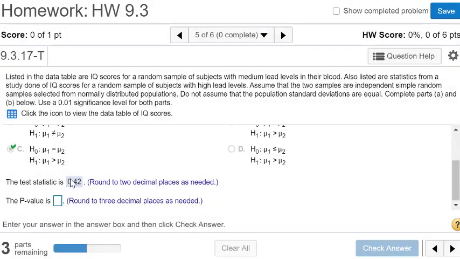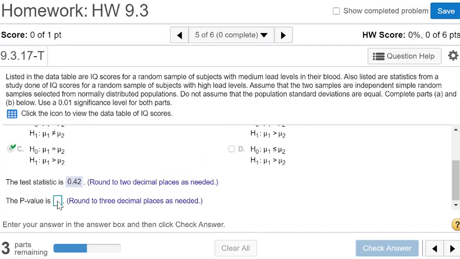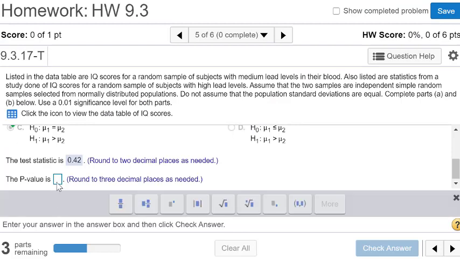And then next is the p-value. The p-value, a large p-value is what we got. So let's put that in. We'll round off to four, or in this case, three decimal places they want. So this is going to be 0.342.